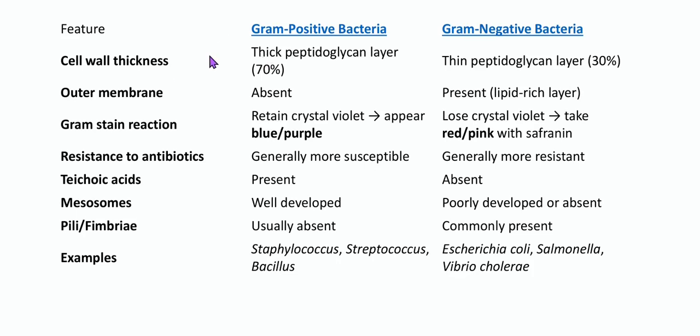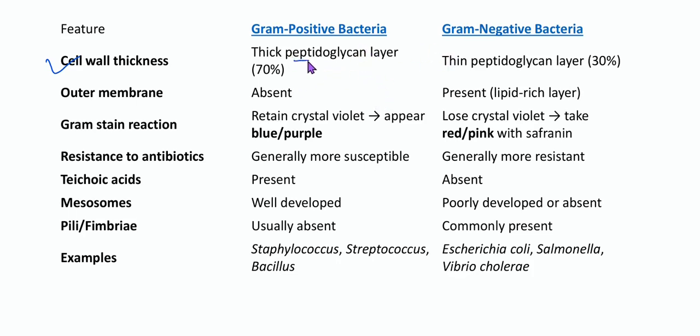So as we already know from the previous video, because of the cell wall thickness, it is able to retain the blue or purple stain. That is the major distinguishing feature of gram-positive and gram-negative bacteria.